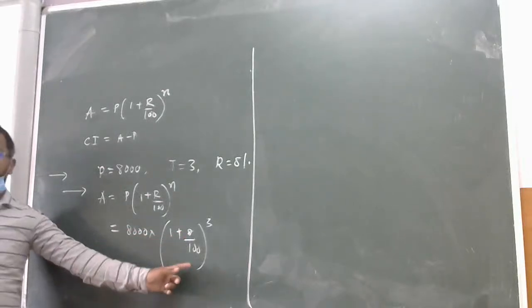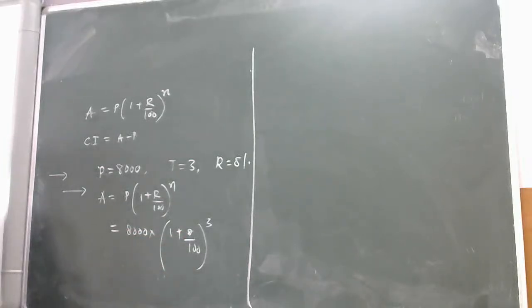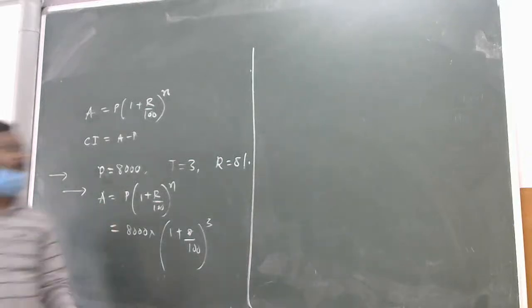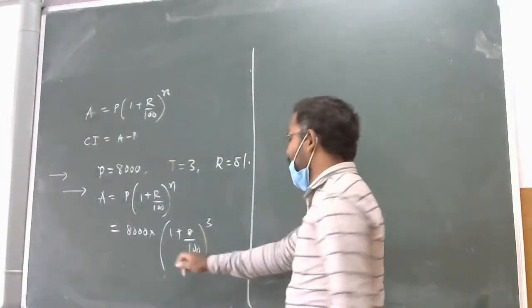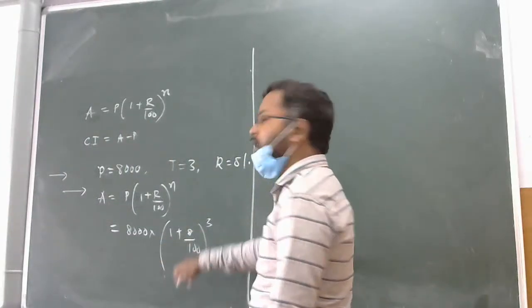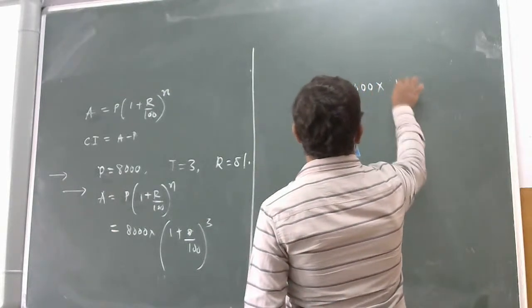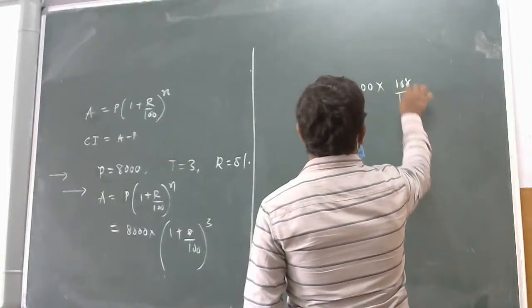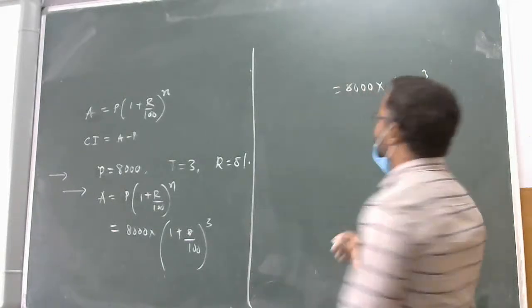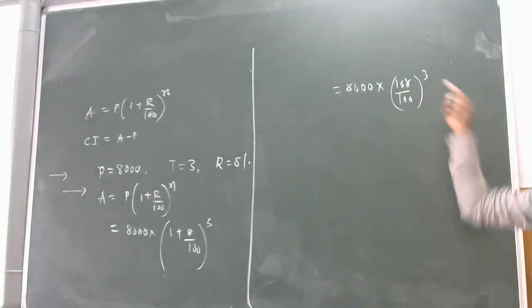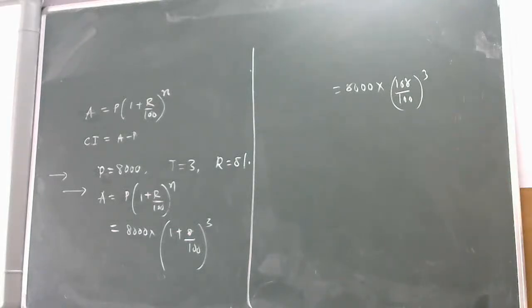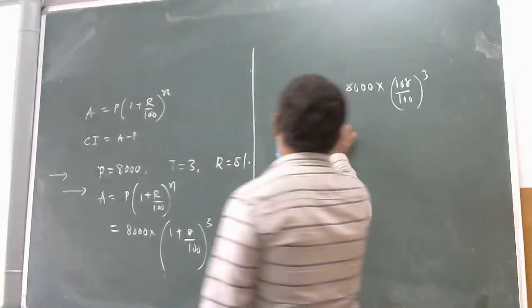1 plus 8 by 100, that is 108 by 100. So directly you get 108: 100 plus 8 you will get 108. So you will get 8,000 into (108 by 100) whole cube. And this 108 by 100 will be multiplied 3 times. So just simplify and tell me how much you get.